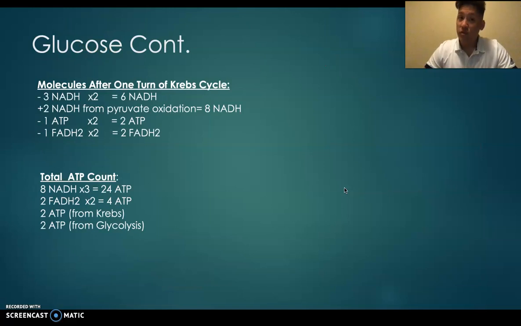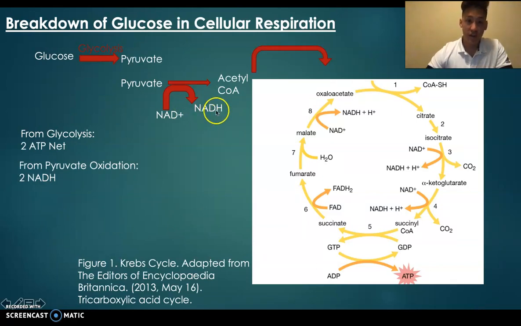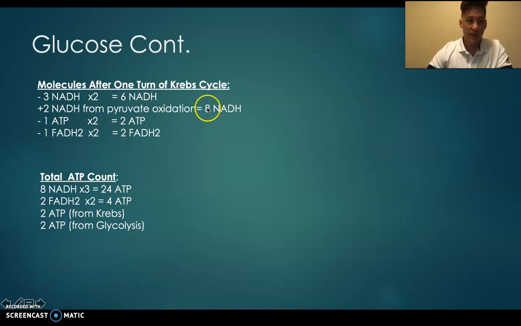But since we have 2 rounds, because we have 2 pyruvates and 2 acetyl-CoAs, we just multiply those molecules by 2. So our 3 NADHs turn into 6, ATPs turn into 2, and FADH2 turns into 2 as well. Note that I have here plus 2 NADHs from pyruvate oxidation. That's this right here: 1 pyruvate oxidation NADH, and then the second one, which I did not illustrate, would be right here, just another copy. That gives us 8 NADHs total, 2 ATP, and 2 FADH2.